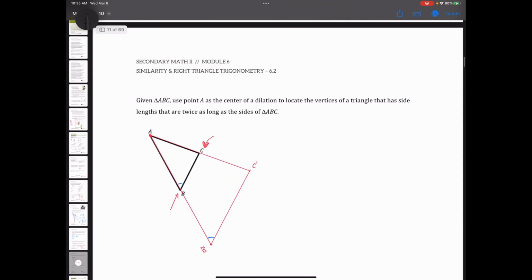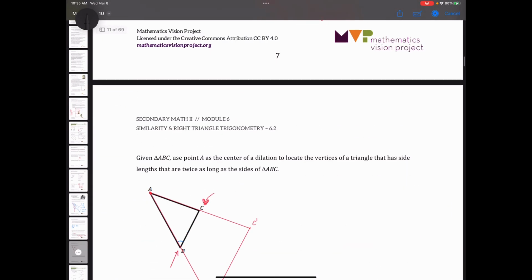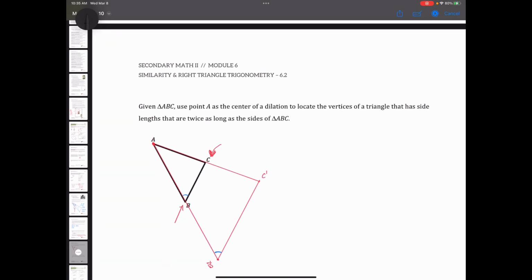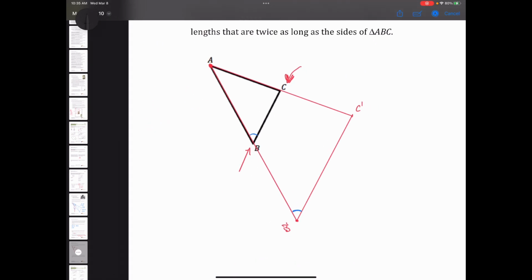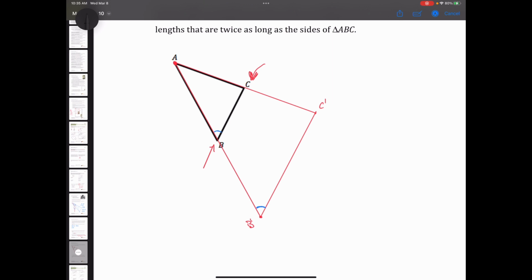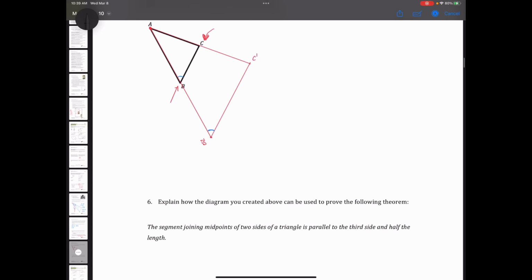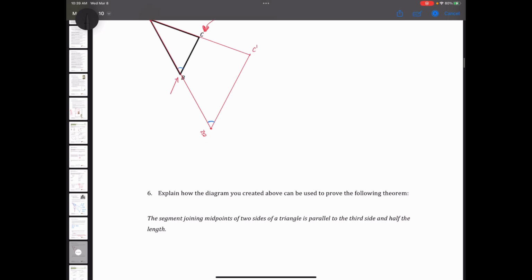Okay. Now this next one, we're going to use point A as the center of dilation to make AB'C' with side lengths that are twice as long. So how can I do that? Well, A would say A'. So what do I need to do for AC to get AC'? Double it. Measure and double. Yep. So how could we use the diagram that we created to prove this theorem? The segment joining midpoints of two sides of a triangle is parallel to the third side and half the length.